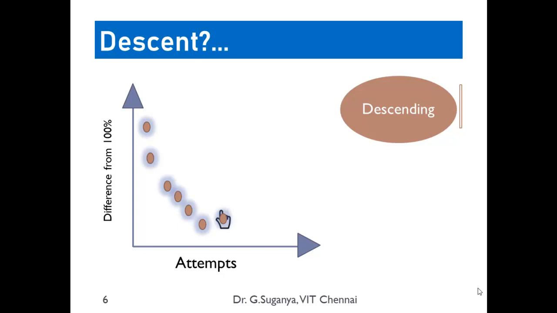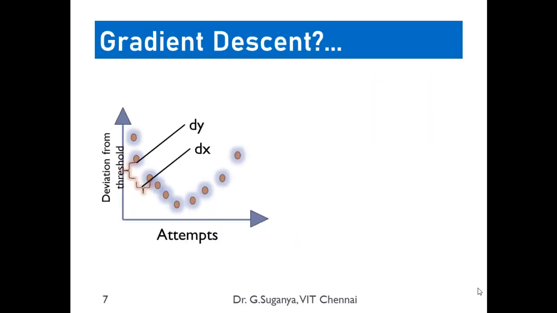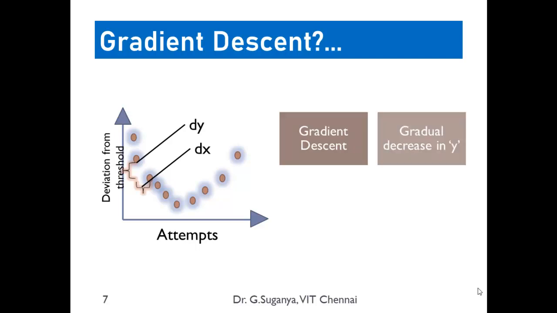And now, combining these two, what is gradient descent? We want a descending order in the difference of y when there is a unit increase in x. X will obviously increase, because the number of attempts will obviously increase. As and when there is an increase in x, the change in y has to be reduced. That's what we call gradient descent. So a gradual decrease in y is what we need so as to obtain your local minima.